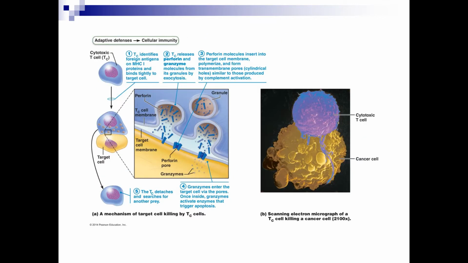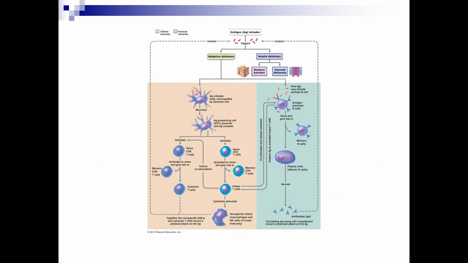Here just shows how the cytotoxic T cell is going to bind to the target cell. So this is a cancer cell, virus infected cell, whatever. They'll have the little chemicals in granules, the perforins and the granzymes. So the perforins are going to come out very similar to complement, poke a little hole, granzymes come in, and then trigger the enzymes that will turn on the genes for apoptosis.